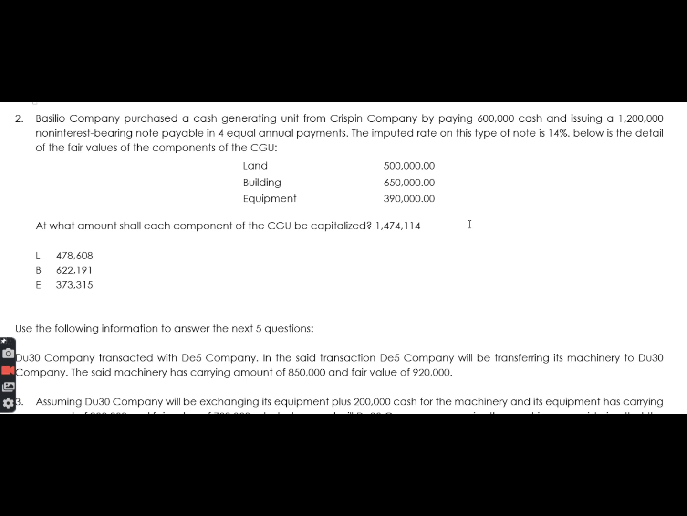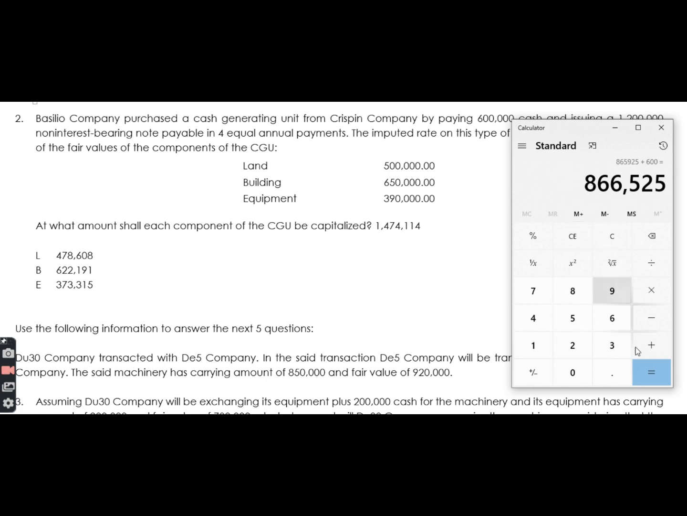ating yung isang set or isang cash generating unit, ibig sabihin group of assets. Ang ginawa natin, nagbayad tayo ng 600 na cash, tapos 1,200,000 non-interest bearing note due in 4 equal annual payments. So ibig sabihin, this is going to be a series of payments. So ang gagawin natin ay present value ordinary annuity using 14%. So ilabas natin yung calculator, compute muna tayo ng present value.